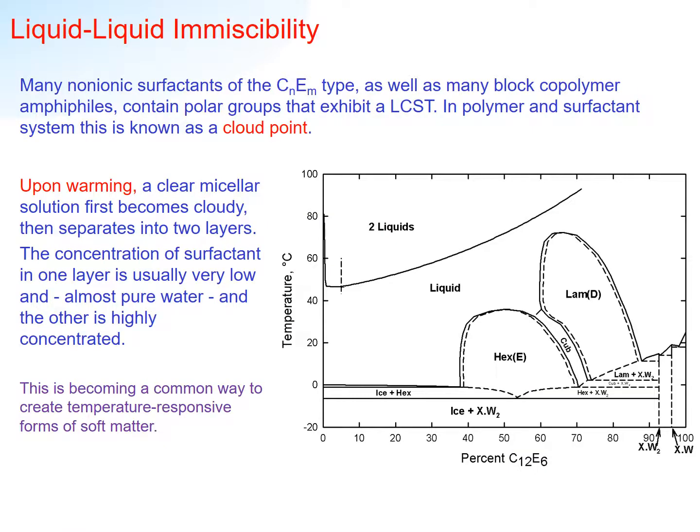Now the reason for showing you this is because this behavior is actually quite common for certain types of non-ionic surfactants and certain types of amphiphilic block copolymers. The hydrophilic part is just slightly soluble in water if the hydrophilic part is non-ionic, and that can have some subtle temperature dependent behavior. So non-ionic surfactants of the CnEm type, as well as many block copolymer amphiphiles, have an LCST. In polymer and surfactant systems, we call this a cloud point. So upon warming, the clear micellar solution becomes cloudy before it separates into two layers.